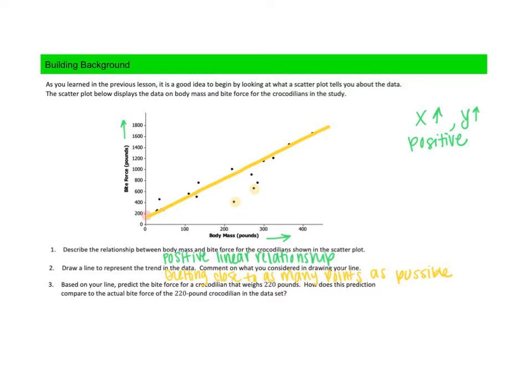Okay. Number 3, it says, based on your line, predict the bite force for a crocodilian that weighs 220 pounds. How does this prediction compare to the actual bite force of the 220-pound crocodilian in the data set? So 220 pounds is going to be right about here. So if I were to draw this line, match it up to where it hits my line of best fit, and bring it across, I would say that my prediction based on my line of best fit would be that this crocodile has a bite force of 800 pounds.